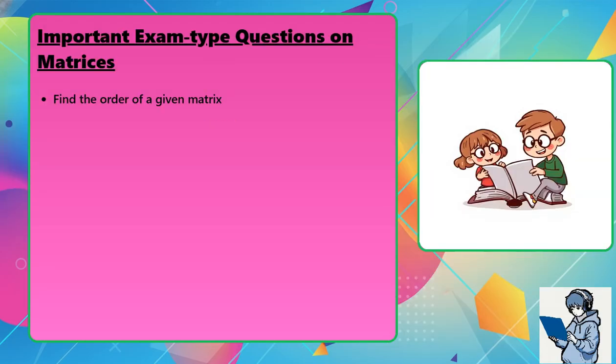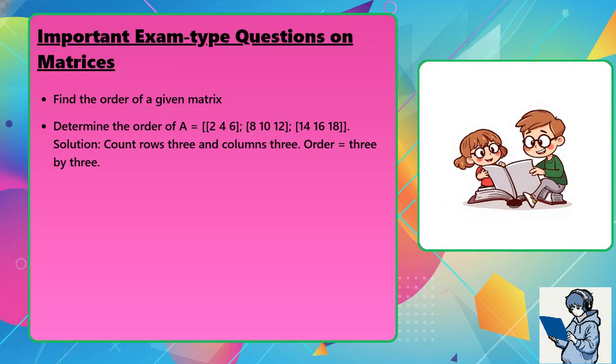Find the order of a given matrix. Determine the order of A equals a 3 by 3 matrix with entries 2, 4, 6, 8, 10, 12, 14, 16, 18. Count rows: 3, and columns: 3. Order equals 3 by 3.